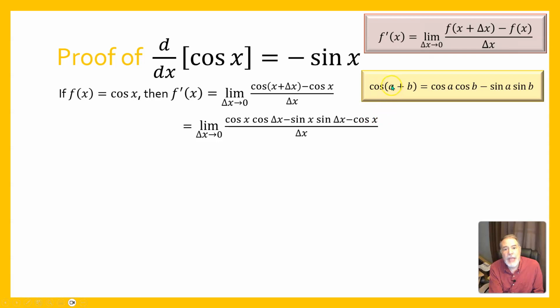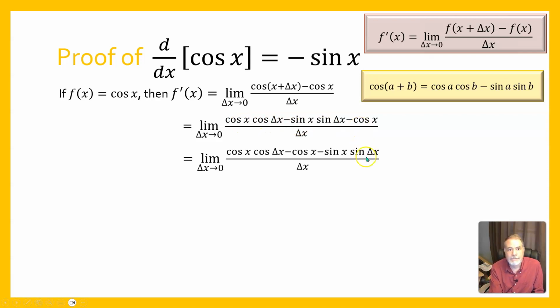So here the part of A is being played by x, and the part of B is being played by delta x. And now, in this numerator, where I got one thing minus another thing minus another thing, I'm just going to rearrange the terms a bit so that the two terms that involve the cosine of x are together. I'm going to write it as cosine x cosine delta x minus cosine x minus sine x sine delta x. Just rearrange the order of the subtraction there.